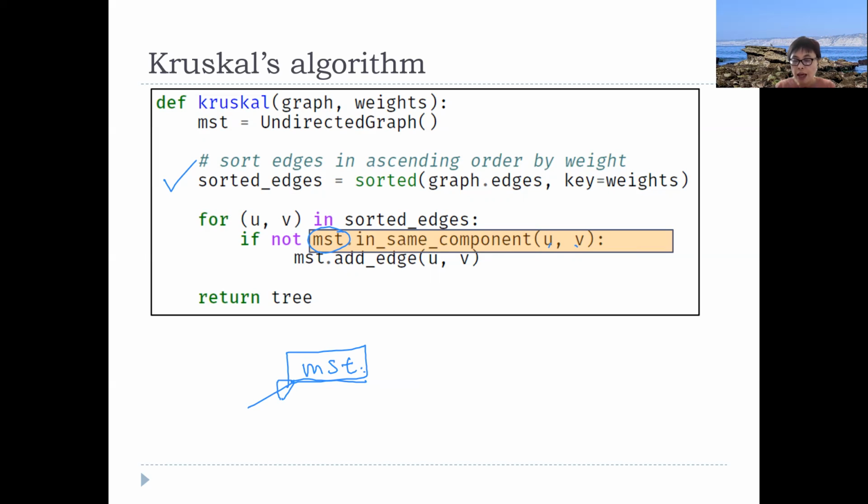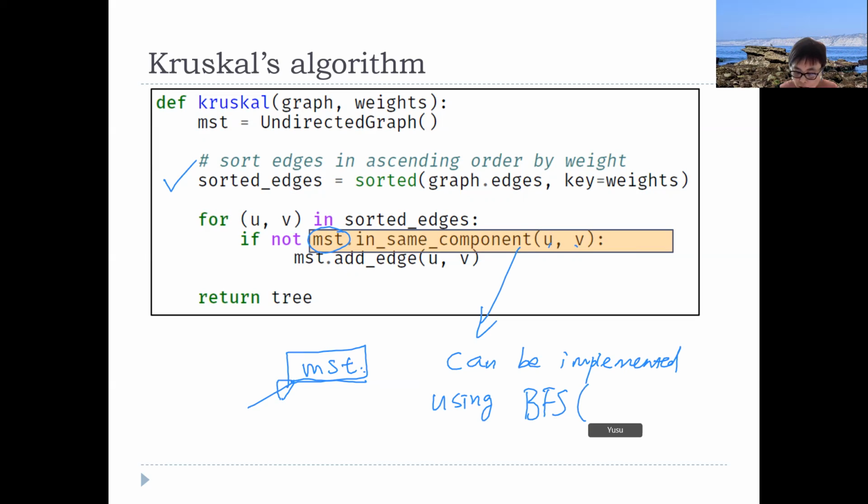So this step can be implemented using any graph search strategy, say BFS on source U. You can just run BFS on source U, see whether you reach V or not on the graph, the minimal spanning tree. So you check in this graph starting from the source. Okay, so this can be done this way.